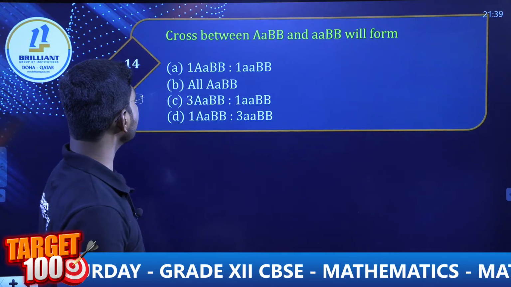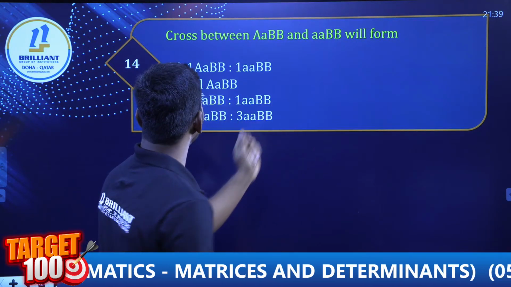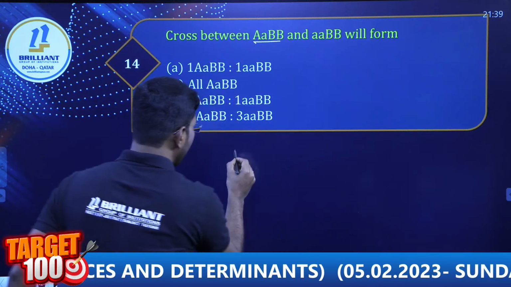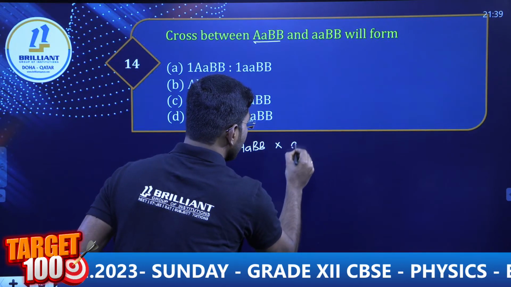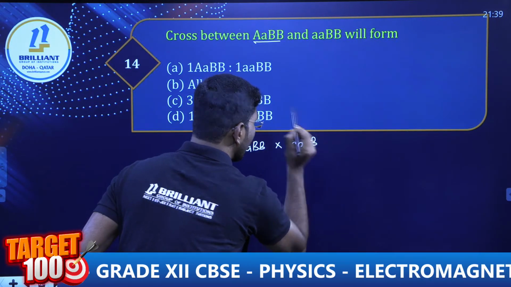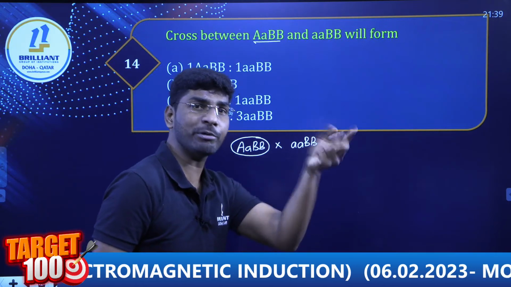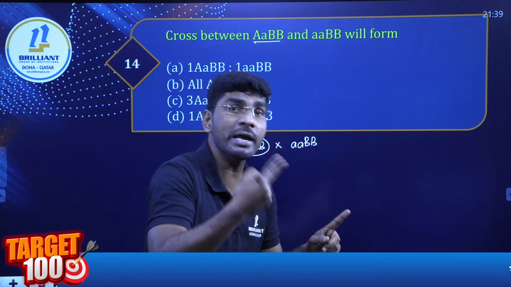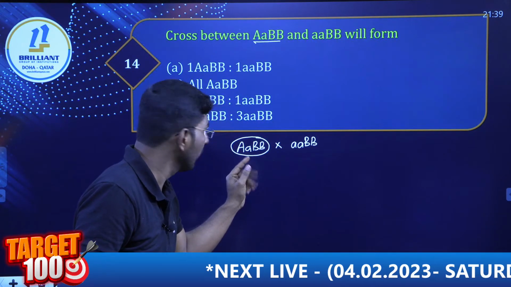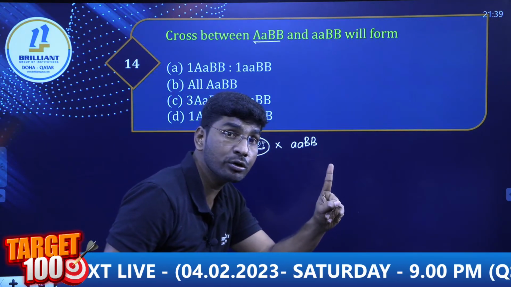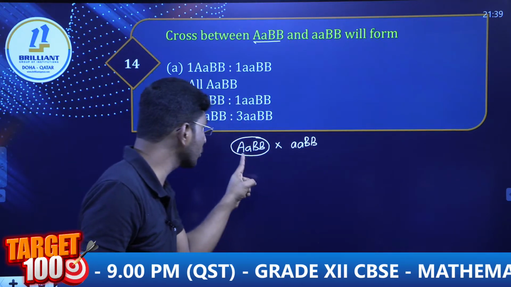Question number 14. I need the answer to this one. All of you take pen and paper and do this cross. A cross between capital A small a, capital B small b, with small a small a, capital B capital B. Can any one of you tell me from this genotype how many different types of gametes can come? I am not asking how many number, I am asking how many types. Because here one heterozygous is there, so 2 different types of gametes can come, right?